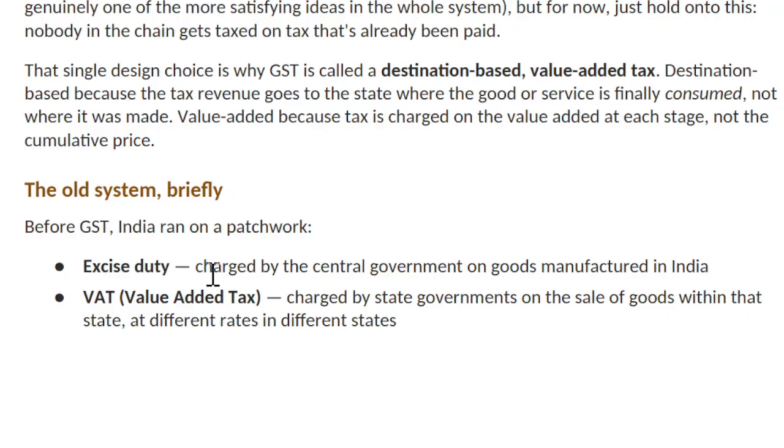That simple single design choice is why GST is called a destination based value added tax. Destination based because the tax revenue goes to the state where the goods or the service is finally consumed, not where it was made. Value added because the tax is charged on the value added at each stage, not the cumulative price. The old system, briefly.